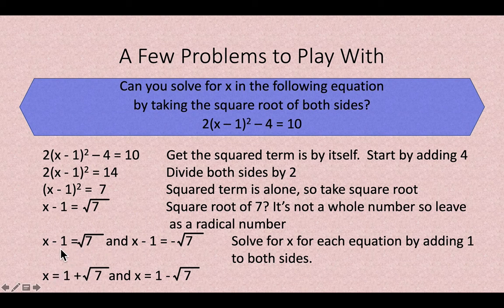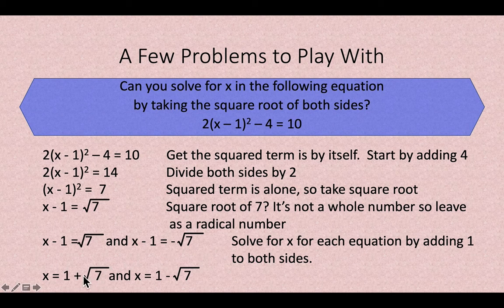And so now we want to get x by itself. Since it's x minus 1, we're going to add 1 to both sides, and we'll end up with x equals 1 plus the square root of 7, and x equals 1 minus the square root of 7. And so that is your answer.